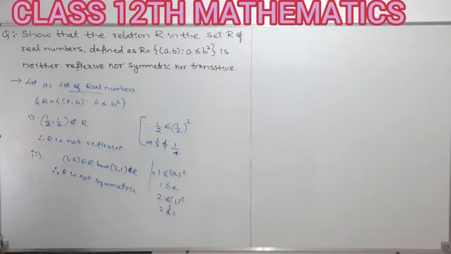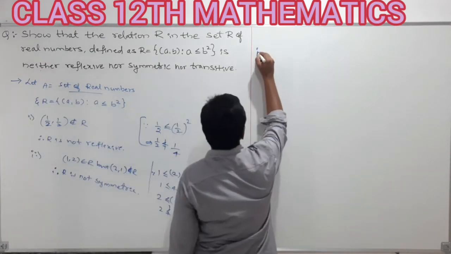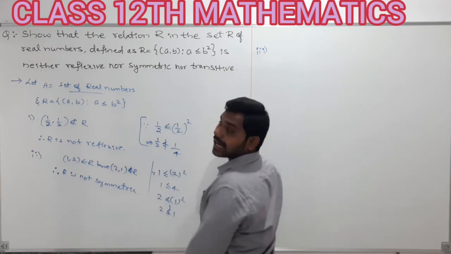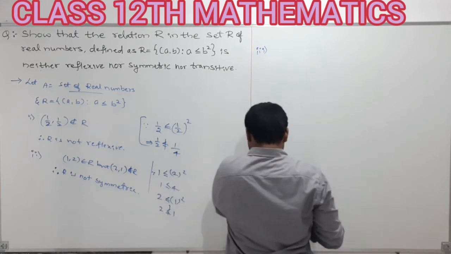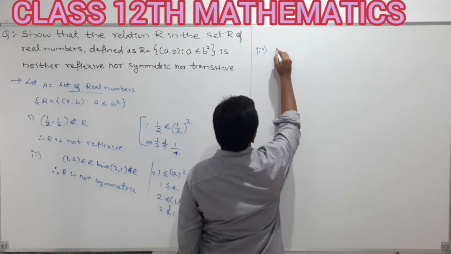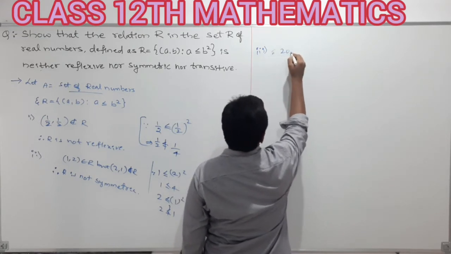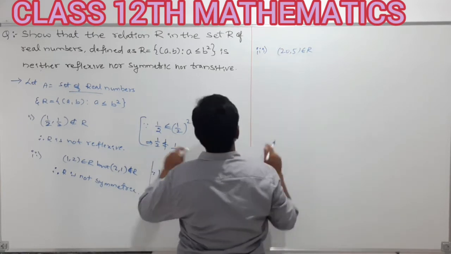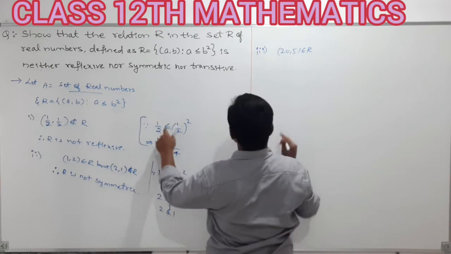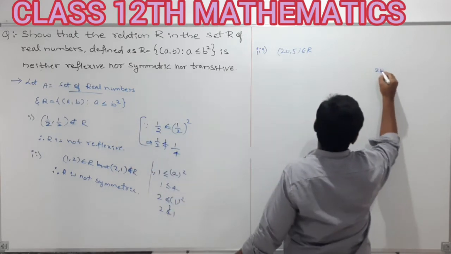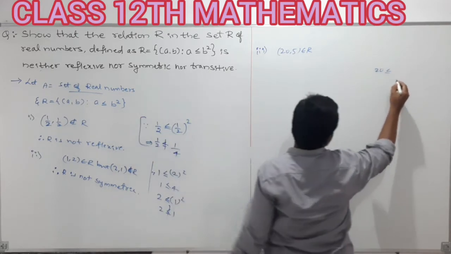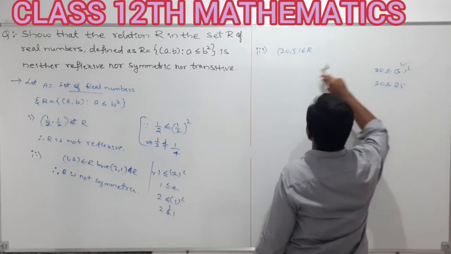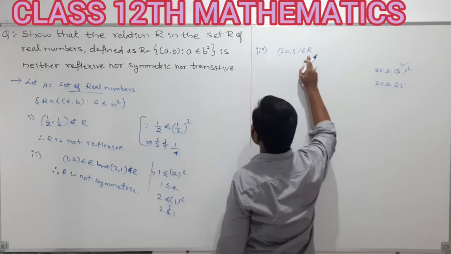And next, my dear students, I can take the third condition. What is the third condition? The third condition is transitive. We should show that it is not transitive either. To prove this, what will I take? Let us take (20, 5) belongs to R, because 20 is less than or equal to 5 squared. It means 20 is less than or equal to 25. So (20, 5) is in the relation R.